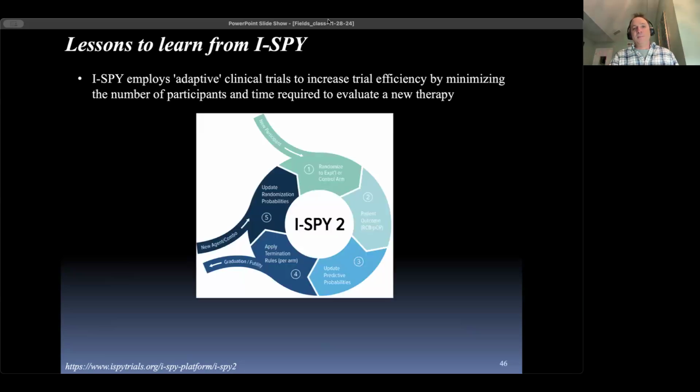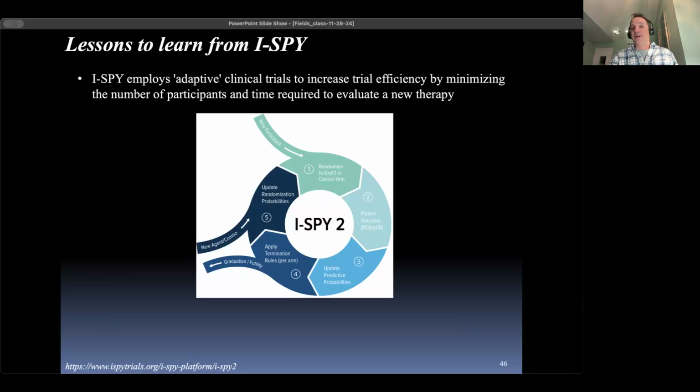So a patient comes in, they have some set of characteristics, and those characteristics are used to match them on one of these 10 arms, right? They're randomized to either experimental or a control arm, which is the standard of care, based on what their characteristics are. So then those patients, they assess their PCR, pathological complete response, RCB is residual cancer burden. They assess these things to see whether or not the patients are doing well in those arms.